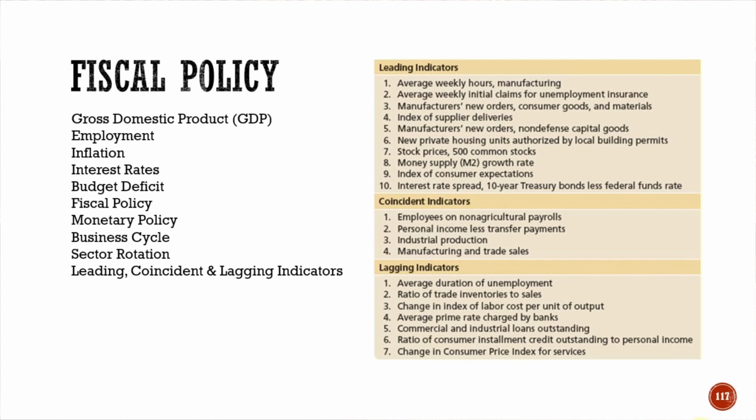It will let us know what the gross domestic product, the GDP, the employment numbers, inflation, interest rates, budget deficits, fiscal policy, monetary policy, business cycles, sector rotation, and leading and lagging indicators are, for example. Because finance is forward-looking, I will spend more time looking at leading indicators. Those are, for example, the average weekly hours worked in manufacturing, average weekly initial claims for unemployment, manufacturers' new orders, consumer goods, materials, and the index of suppliers' deliveries.